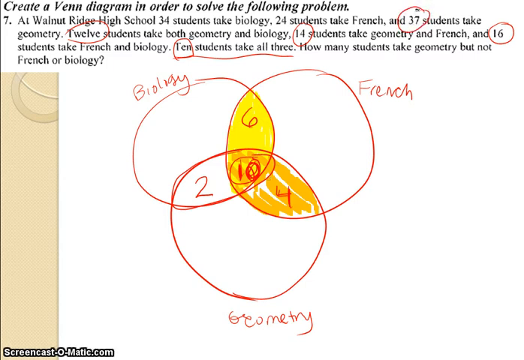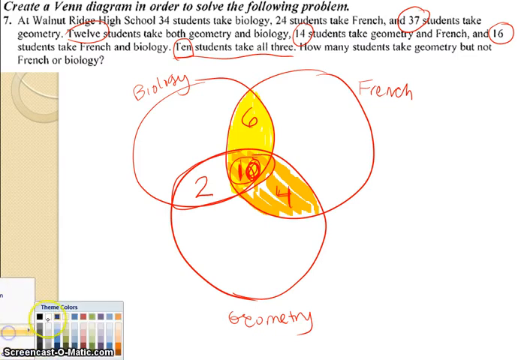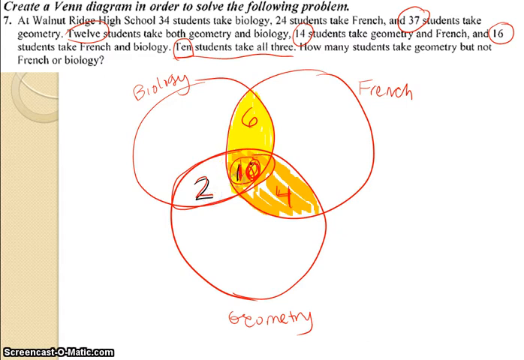37 students total take geometry. Well, I already have, and I'm going to change pen color again because I think it's getting hard to see, I already have 2 here, 10 here, and 4 here in my geometry circle. Do you see that? Those are in my geometry circle. 2 plus 10 is 12, plus 4 is 16. I already have 16 students accounted for in geometry, but 37 total take it.